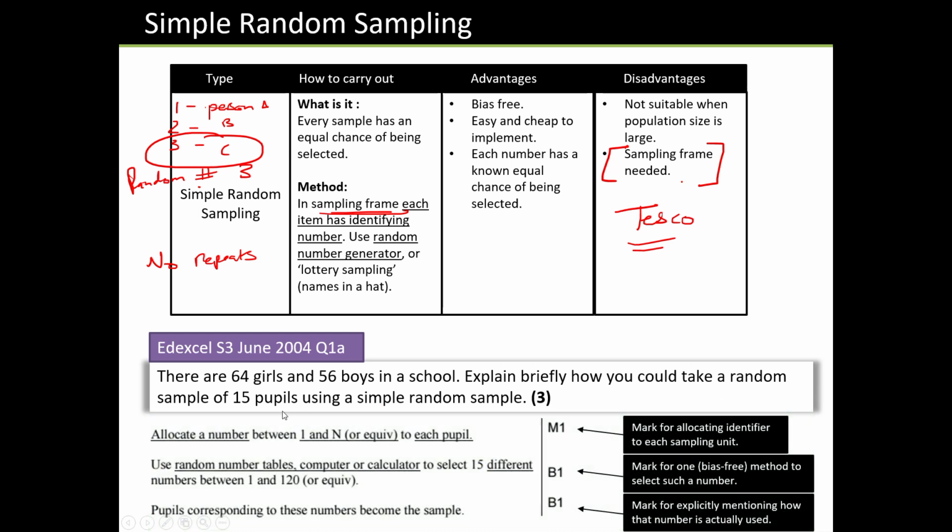And here we go. We've got allocating a number beforehand. We've got the use of the random numbers and selecting the different numbers. So this is about perhaps ignoring the repeats. And this one here is just making it really, really explicit that, if the number 4 comes up, then the pupil that corresponds to number 4 becomes the person in the sample.